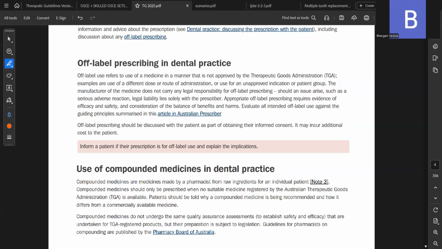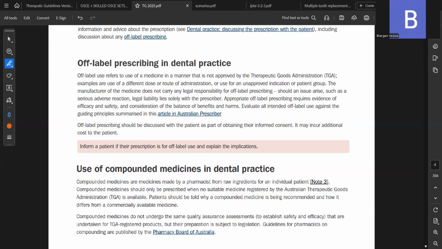They make it from raw ingredients for an individual patient. When a right combination is not available in the market, the pharmacist can compound the medicines. Compounded medicine should only be prescribed when no suitable medicine registered by the Australian Therapeutic Goods Administration is available. So we have to carefully see whether, if we don't have the drug available in the market, then only compounded medicine should be made.